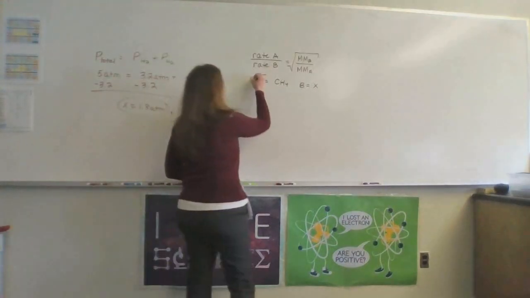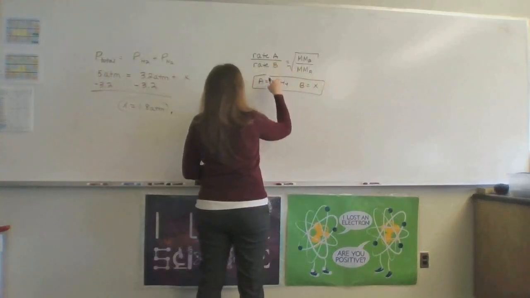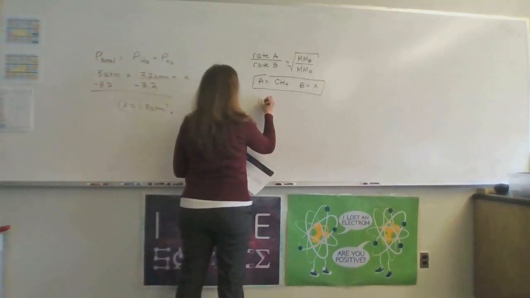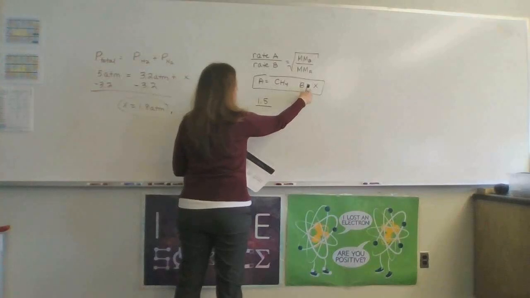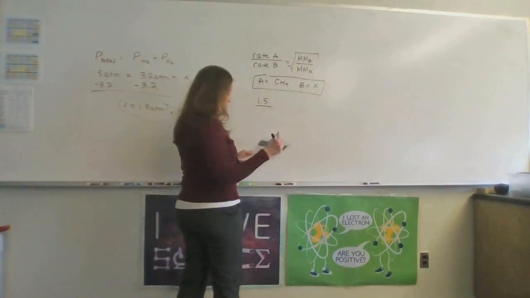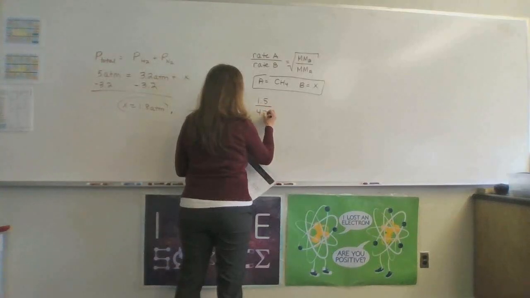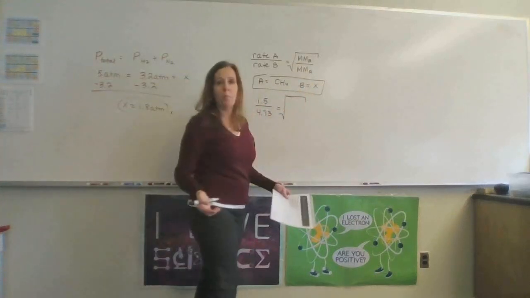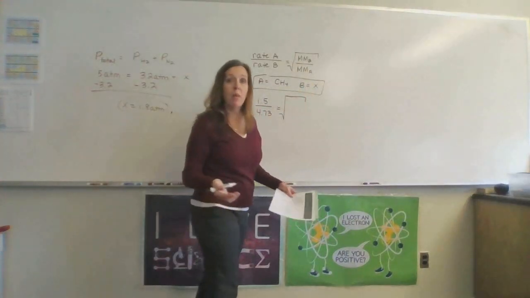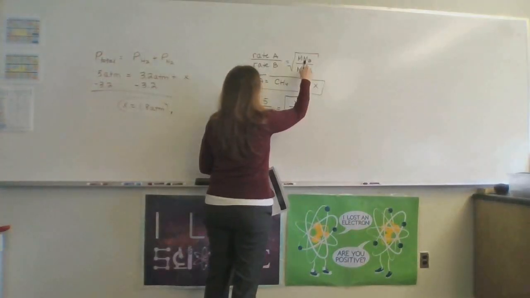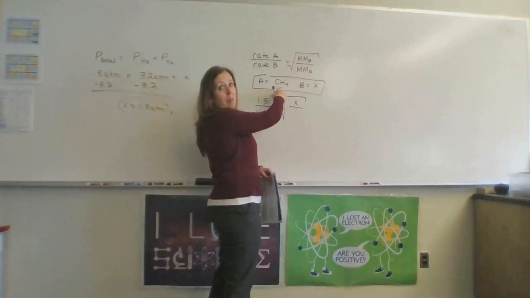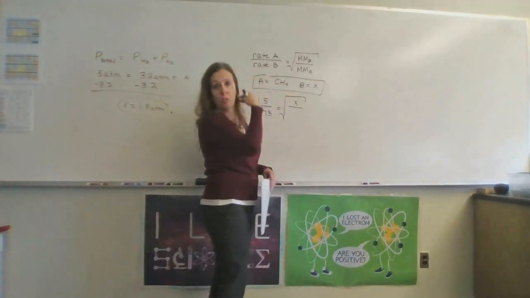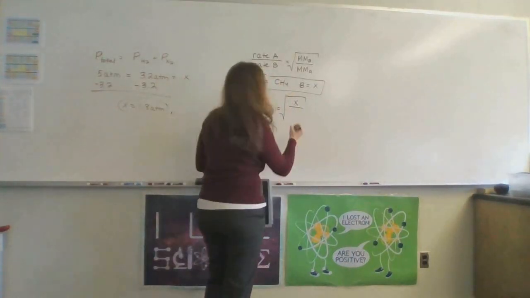So I look at my problem. Rate A. A is methane. How fast was the methane going through? In this problem, it's 1.5. Rate B. B is the unknown. How fast was the unknown? 4.73. Okay. Square root molar mass B. Well, I don't know what B is. B is my unknown. So that becomes my X. Molar mass A. A is methane. Methane has a carbon, which on the periodic table is 12, and it has 4 hydrogens. So 12 plus 4 is 16.